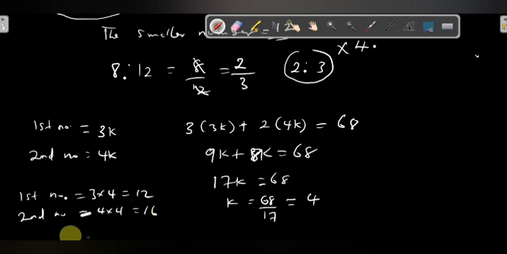16. So the smaller number is equal to 12.